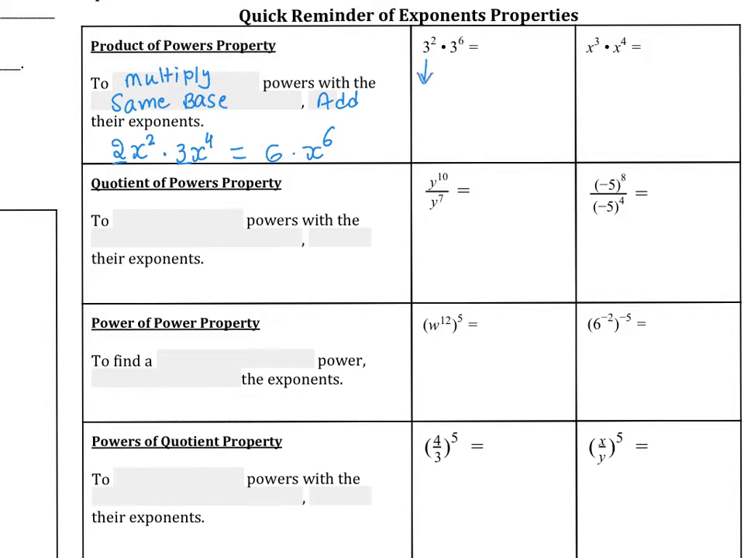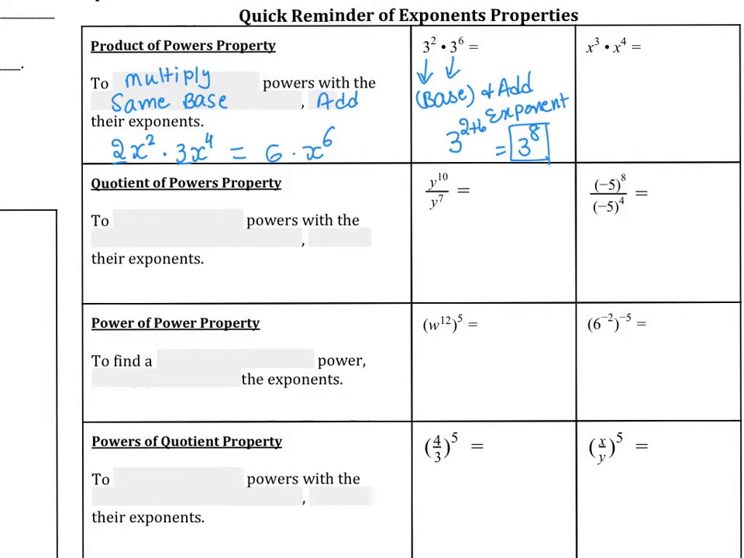So this 3 and this 3 means that they have the same base. Then you're going to just add their powers. You're going to add the exponents because the base is the same. So base same, you're going to add the exponents. That's going to be 2 plus 6, and that's going to be 8.